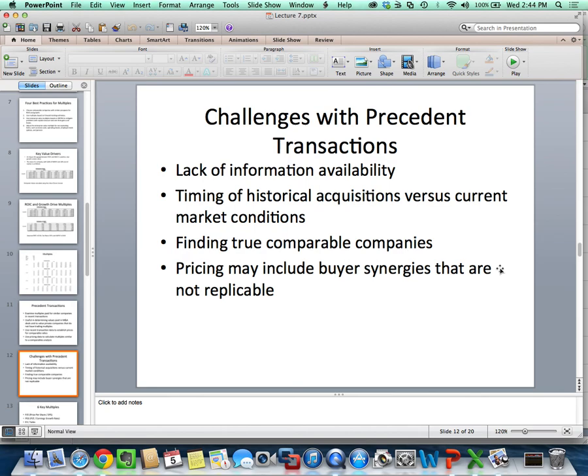And the other thing that's also true about precedent transactions is synergies. So for example, if I'm a big company with lots of distribution and I buy you, then you're more valuable to me than if I'm just a private equity firm and I take you over. So I'm not going to get the same synergies as the private equity firm. So that actually means different multiples, even in an acquisition.